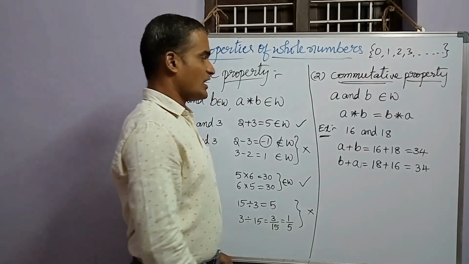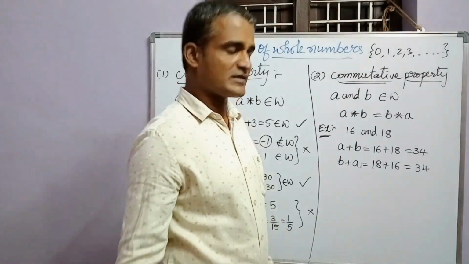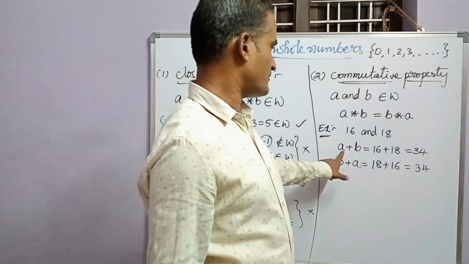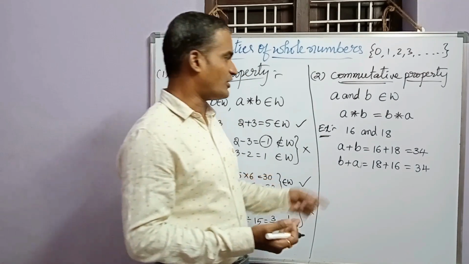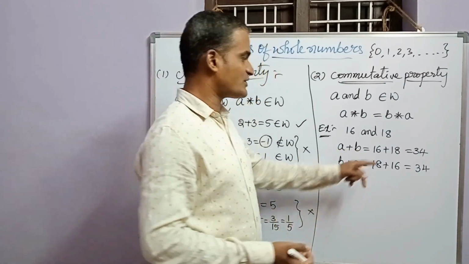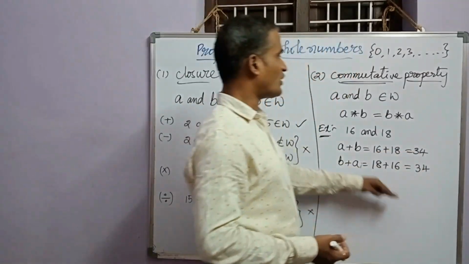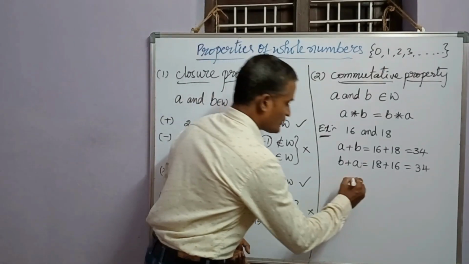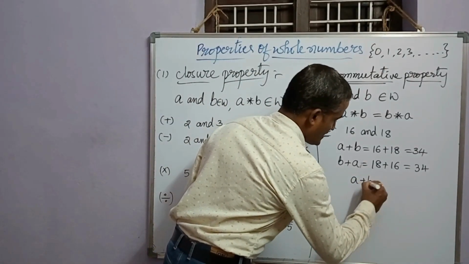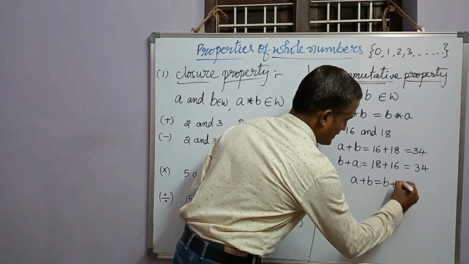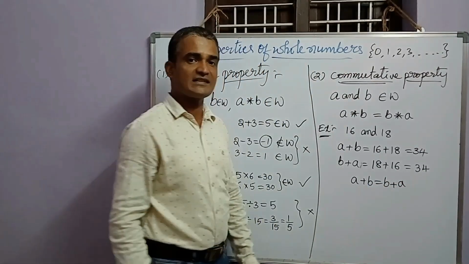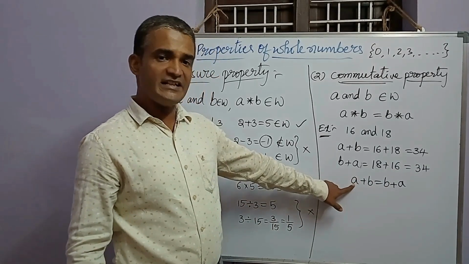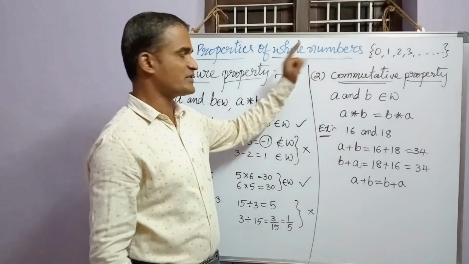You see that however you add the two numbers, all the time you get the same answer. A plus B or B plus A, if you change the order of the numbers, the results are still the same. This is called the commutative property. So here A plus B is equal to B plus A. So we can say that the commutative property is satisfied under addition in the whole numbers group.